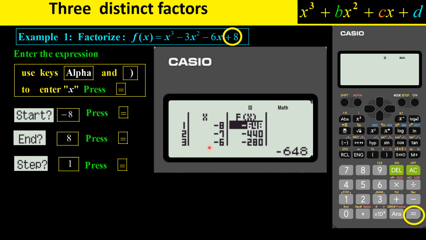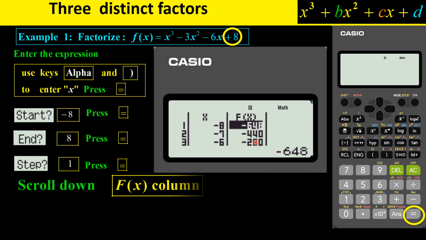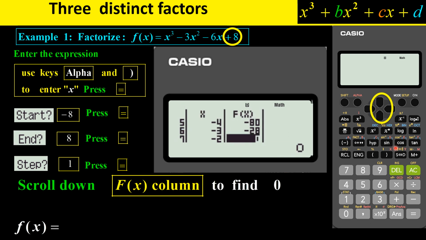You've got a column for x. You see there it starts from negative 8, negative 7, and then you get the output values. Now you have to scroll down, because to determine whether something is a factor, the f(x) value should be 0. You can use these keys to scroll down. The first value I get there, I see by f equal to negative 2, the output is 0.